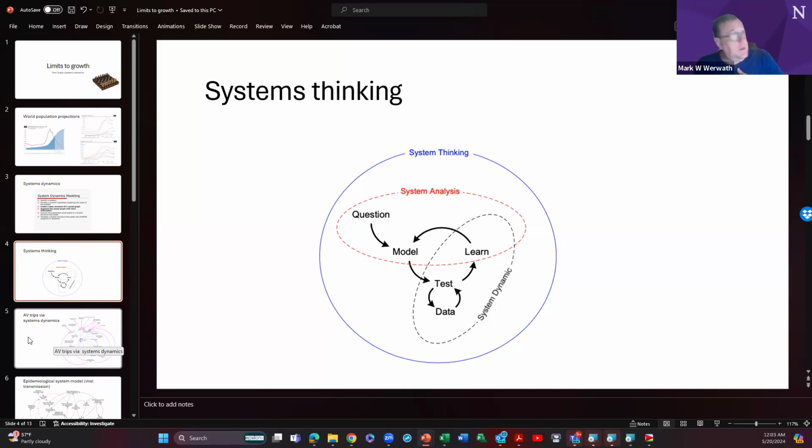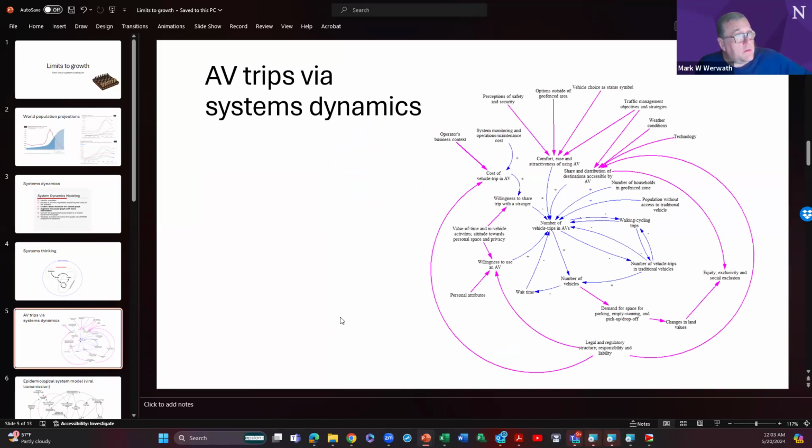I'm a big EV nut, I'm a big AV nut. Autonomous vehicles is really a function of, if you're trying to understand, for example, the number of vehicle trips in an AV, right? There's a lot of elements that would drive that or influence that. For example, the number of vehicles, the willingness to share a trip with strangers, the comfort, ease, and attractiveness of using AVs, the share and distribution of destinations accessible by AV, the number of households inside that geofenced zone, the population without access to a traditional vehicle.